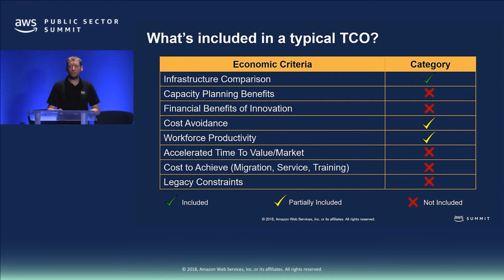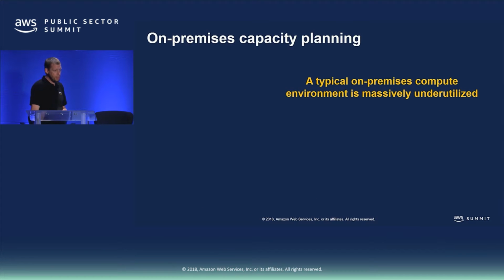What quite often gets overlooked in a TCO are things like the ability to capacity plan. You don't need to plan months and years in advance for your infrastructure. You can scale up and down very quickly, and we'll drill into that in more detail later. Again, accelerated time to market is a really key one. If you take one thing away from this, and one thing from this entire conference, from my point of view, AWS lets you be agile. That's really, really key.